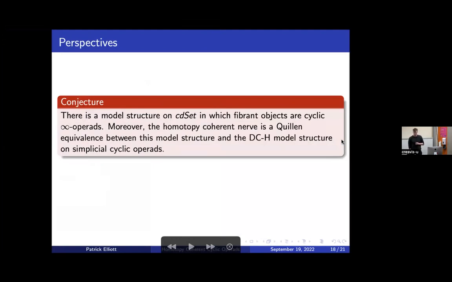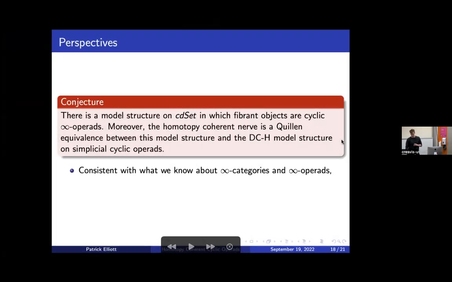There's a conjectural model structure on cyclic dendroidal sets, which should be very similar to the Joyal model structure on simplicial sets, or the Cisinski–Moerdijk model structure on dendroidal sets. Namely, its fibrant objects are the cyclic infinity operads, and it should be Quillen equivalent to the Drummond-Cole–Hackney model structure on simplicial cyclic operads, just how the Joyal model structure is Quillen equivalent to the Bergner model structure on simplicial categories.